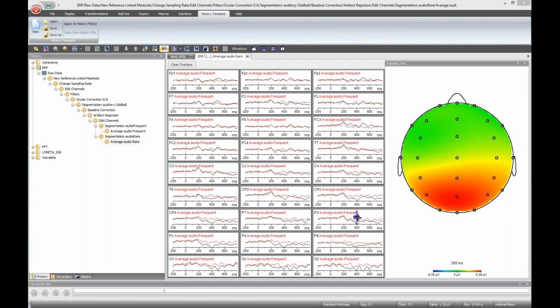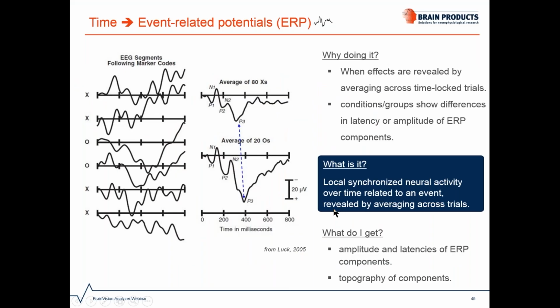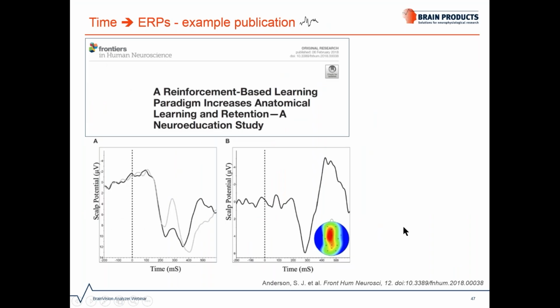Going back to the slides again. Here's an example publication in which Analyzer was used for analysis. What is shown here on the left are ERPs for two conditions. And they are overlaid just like we did in Analyzer. On the right, you see the difference wave of these two conditions and a topographic representation of that as well.